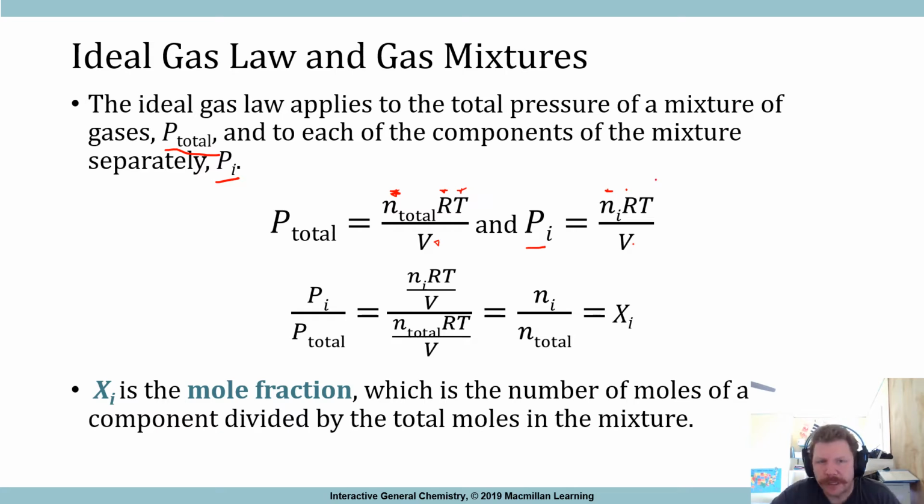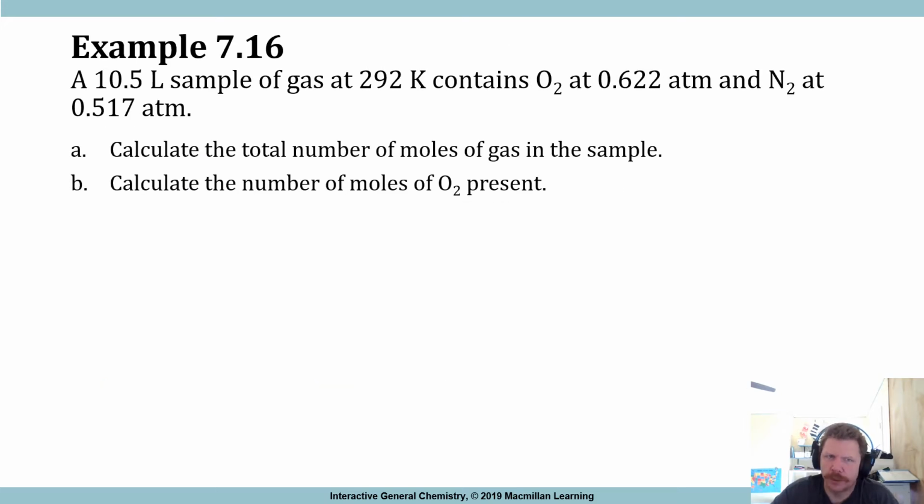Now, we use that for this X sub i. That's the mole fraction, which is the number of moles of an individual component divided by the total moles in that mixture. So we're going to see this play out with a question like this. A 10.5 liter sample.